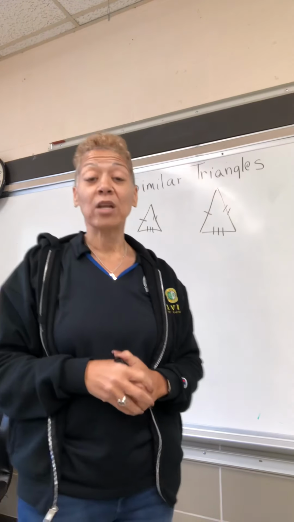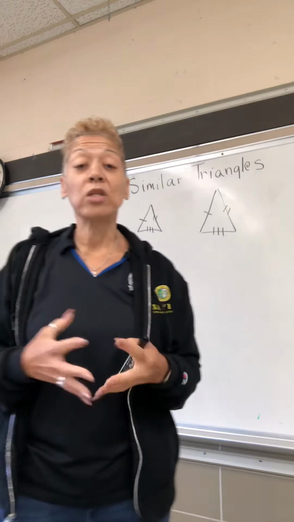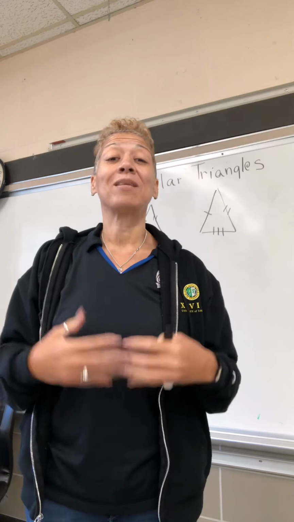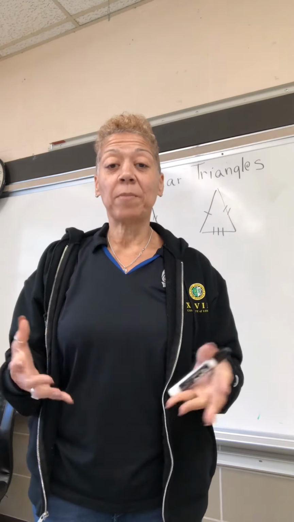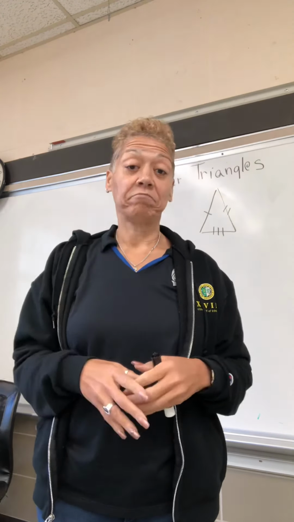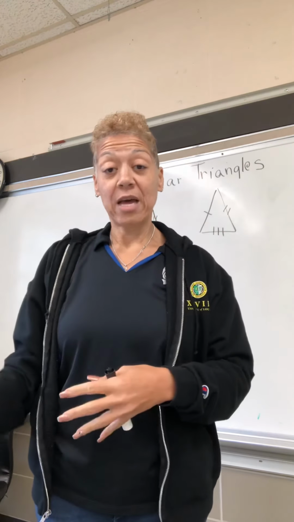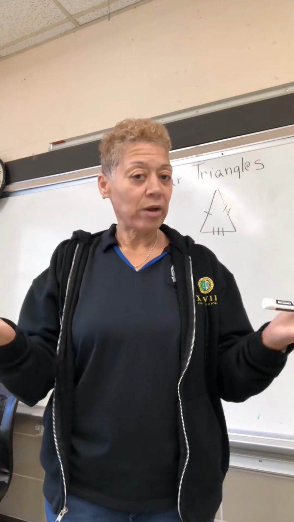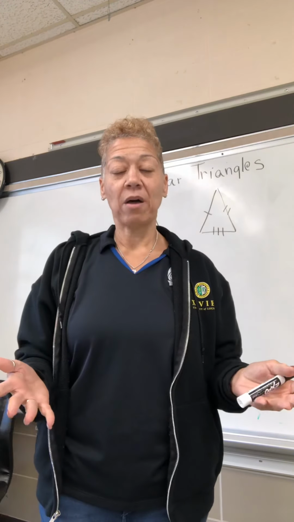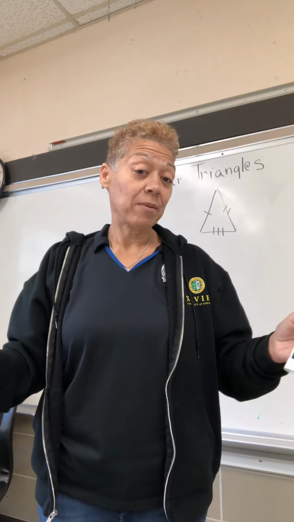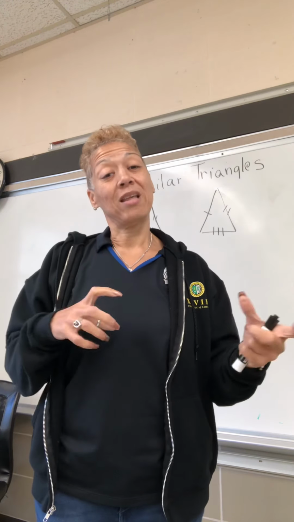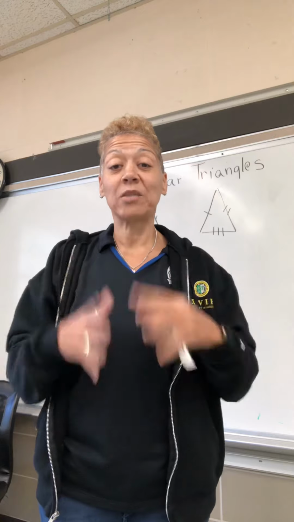Okay, guys, today we're going to learn about similar triangles. In order to learn about similar triangles, you have to learn about similar figures, similar polygons. Similar figures or similar polygons have one definition: same shape, different size. Two triangles, same shape, different sizes, one bigger than the other. Two squares, same shape, different sizes, one big, one little. So that's what similar means.